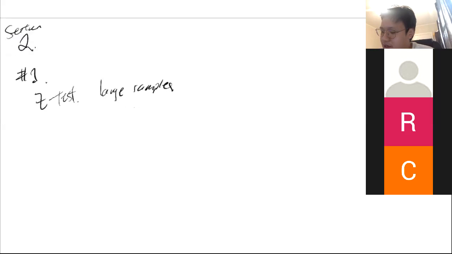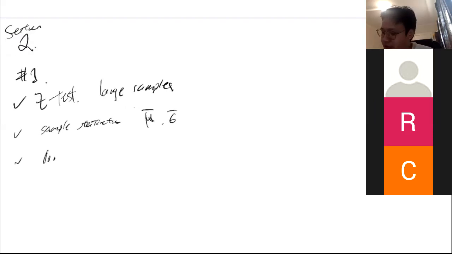There are three differences between this and the previous one. First, we are doing a Z-test in large samples. Second, we are using the sample statistics, so it's mu bar and sigma bar. And third, we're looking at proportions. But otherwise, the algebra is the same as the previous one. So let's read the problem together.